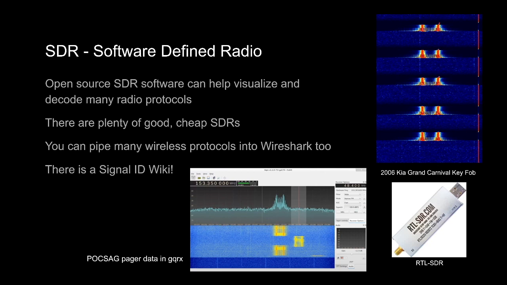And you can pipe a lot of wireless protocols into Wireshark using other helper programs that demodulate the signals and actually give you the raw data, that is the binary data that's being transferred.